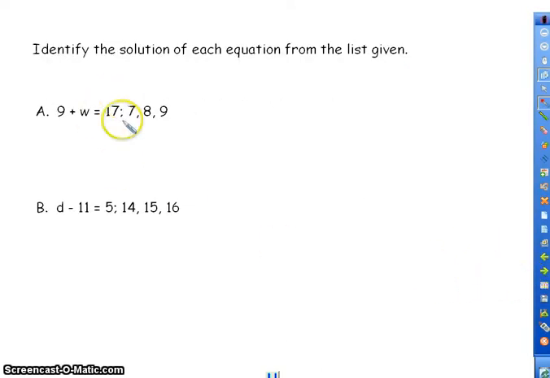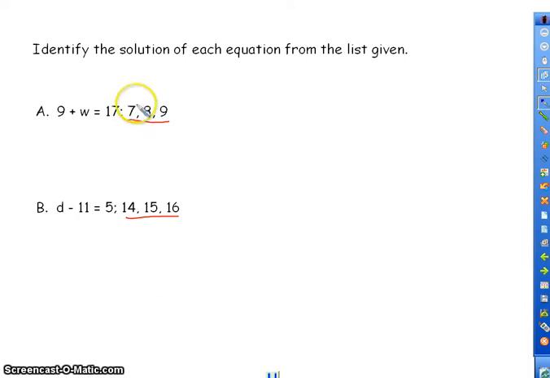So we're going to start off pretty easy. We're going to identify the solution of each equation from the list given. And what they're doing is they're giving you 3 options that could be possible answers for your equation. Now we know an equation is true. We have found the solution if we can plug one of these numbers into the equation and end up with 17 at the end, making the equation true. So we're just going to go ahead and start picking numbers.